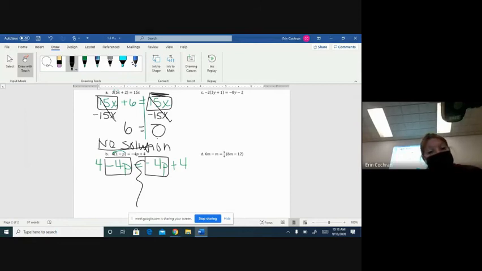They're going to cancel out, because if I add the 4p over, a negative plus that positive, the same number, doesn't those cancel out? Yeah. So now we have 4 equals 4. Is that a true statement? Yeah. So this one would be infinitely many solutions.